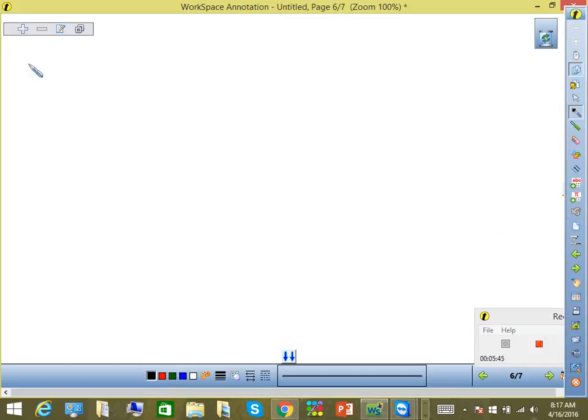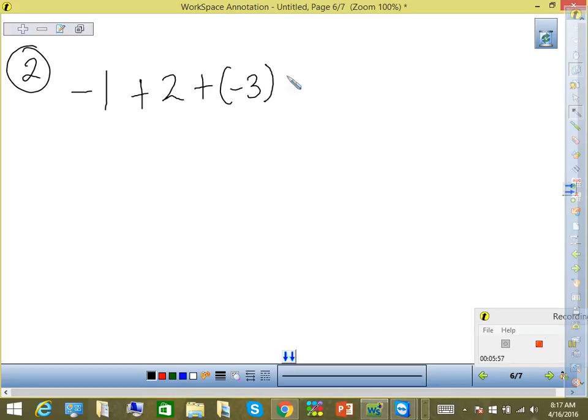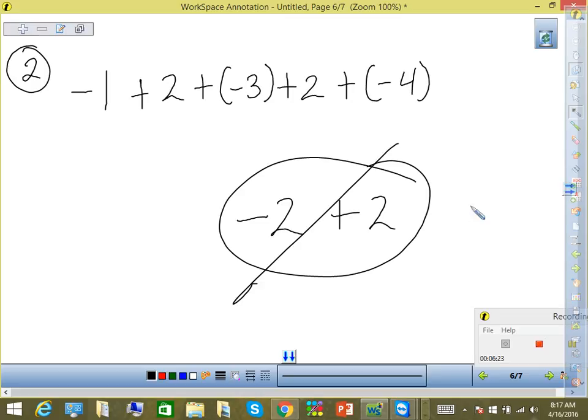Here we go. Number 2. Let's see how we do with this one. -1 plus 2 plus -3 plus 2 plus -4. Okay, I'm going to go through this one so that we remember how we approach these numerical expressions. And I said, first thing, try to see if there's any zero pairs. By zero pairs, remember that if we have a -2, then there has to be a +2, and that becomes a zero pair. Remember that?